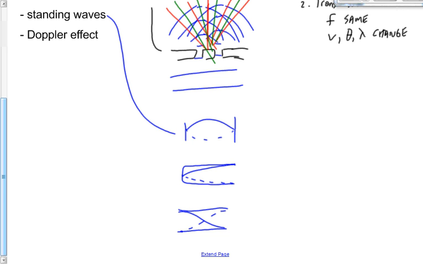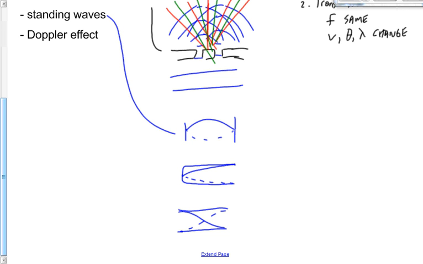When it's a closed end or a fixed end, you have to have a node. When it's an open end, you have to have an antinode. So in the first one, you get two nodes. In the third one, you get two antinodes. In the second one, you get a node and an antinode. All right, so three different situations here.